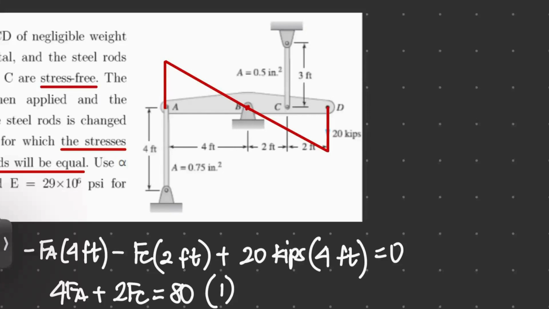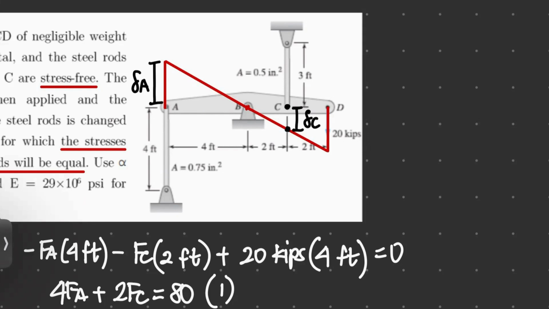So we can call this one our deformation at A. And from here to the point where it is still parallel, we can call it the deformation at C.